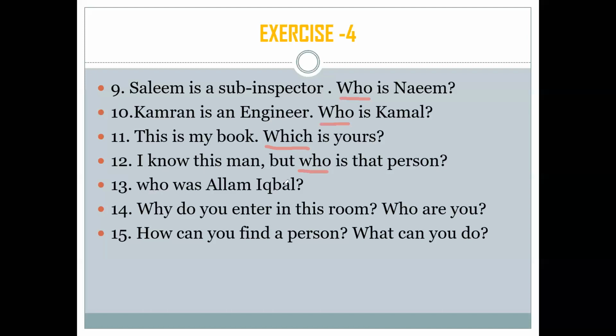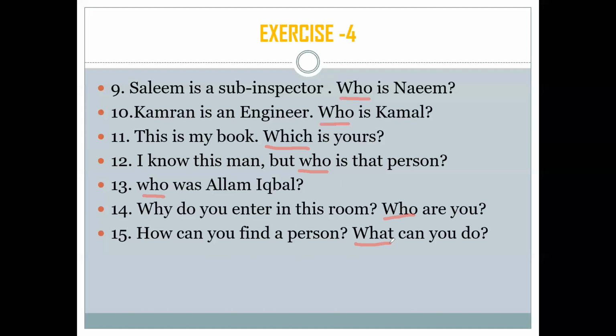Number 13, who was Allama Iqbal? Yes, the word who is an interrogative pronoun. Number 14, why do you enter in this room? Who are you? So the word who is an interrogative pronoun. Good. Number 15, how can you find a person? What can you do? Here the word what is an interrogative pronoun. So this is exercise number 4, which we solved from 1 to 15. I underlined the interrogative pronouns.